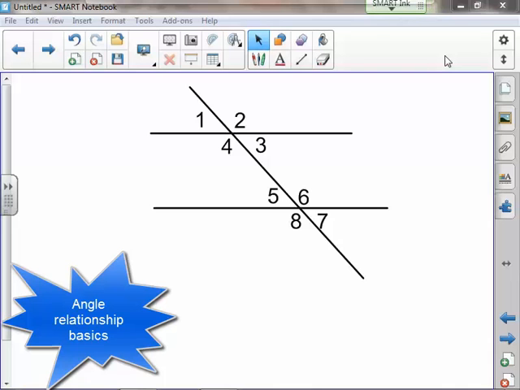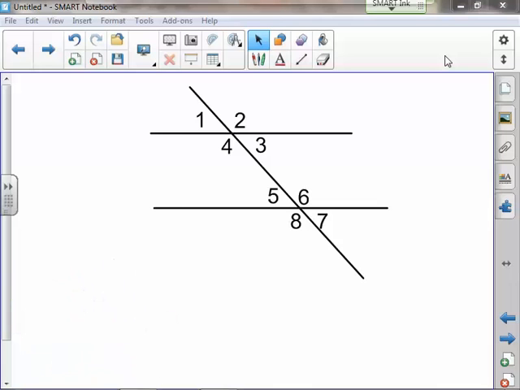Hey guys, so this is a quick review of the different types of angles, or different types of lines, as they intersect. So the different types of angles that are created by two lines intersecting. The first type of angle that's created is something called corresponding angles.